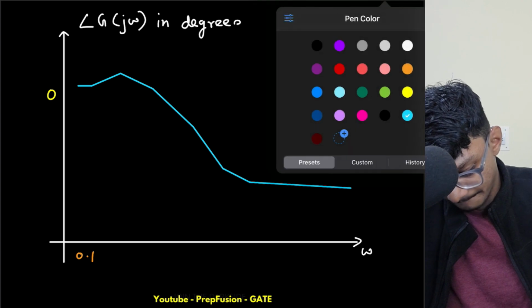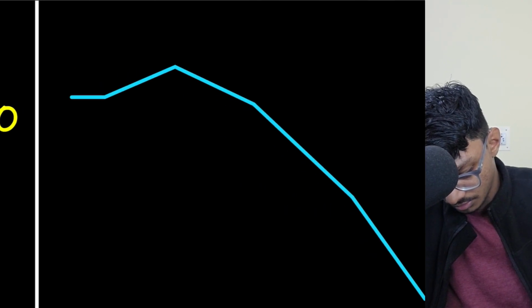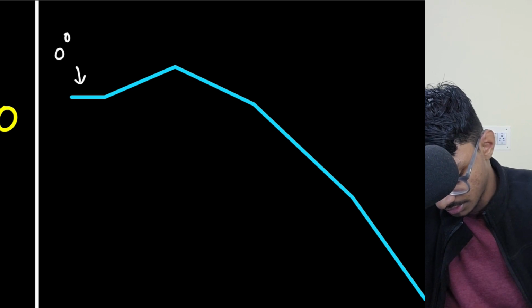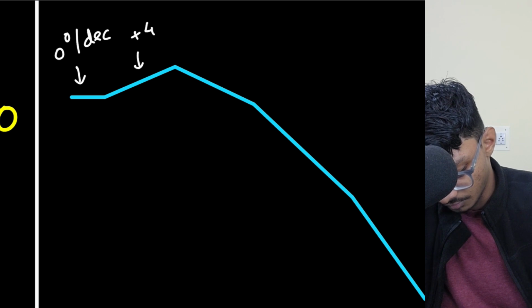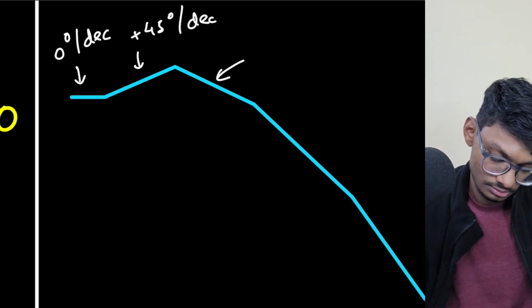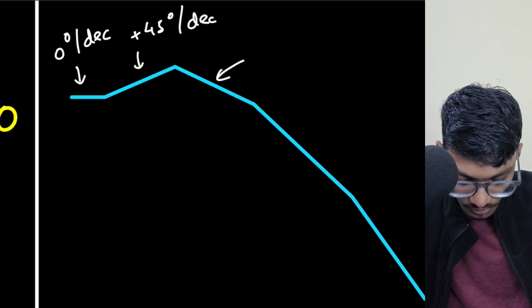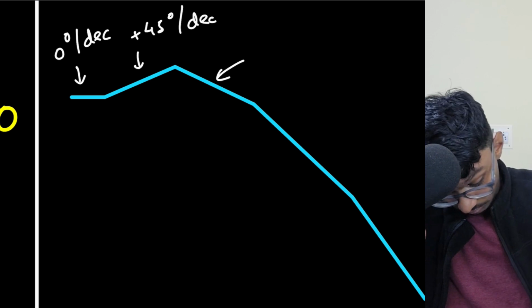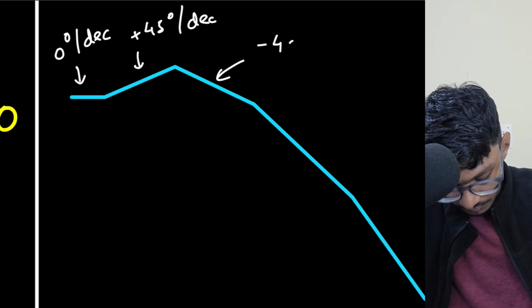Okay, so this one is 0 degrees per decade. This is plus 45 degrees per decade, and this is how much? This is minus 45 degrees per decade.